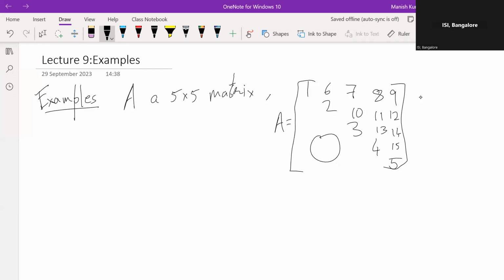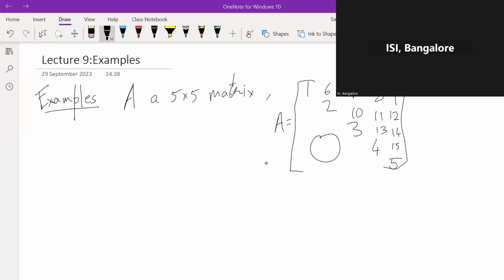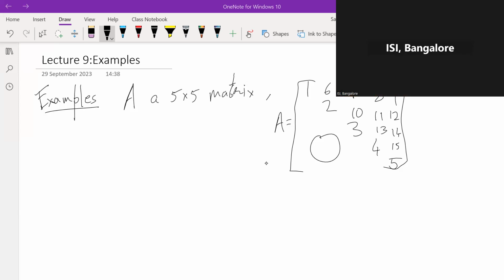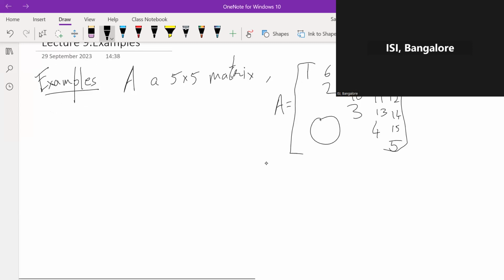And then I'll proceed. So first you make a guess what it will be, and then we can proceed to prove that it is indeed that. So what will be the Jordan form? How will it look like? Diagonal matrix, yeah. So it is going to have 5 blocks, each of size 1 by 1.